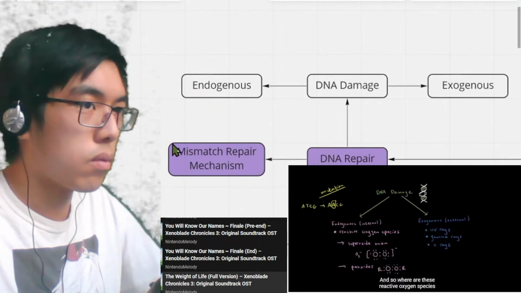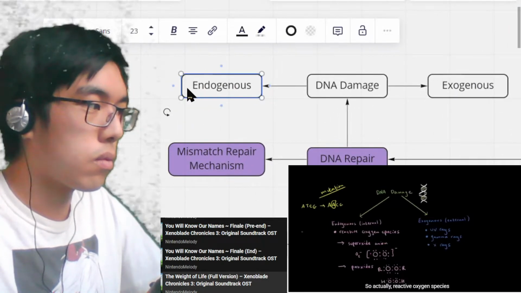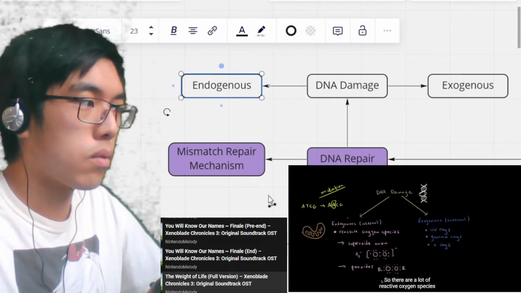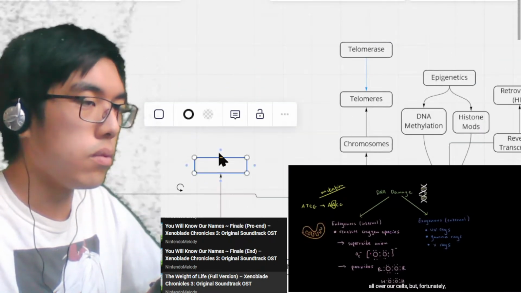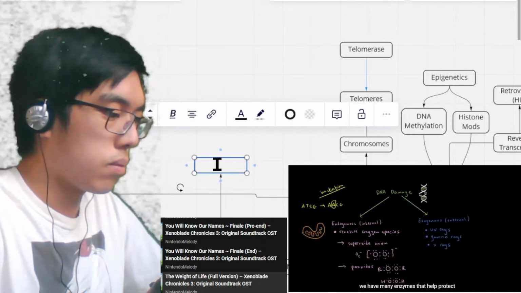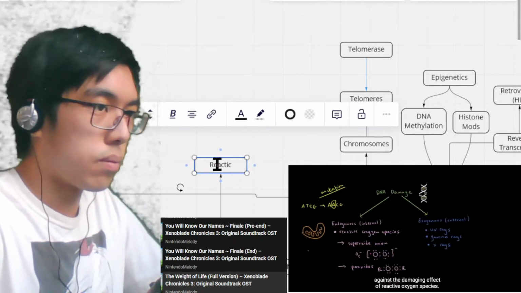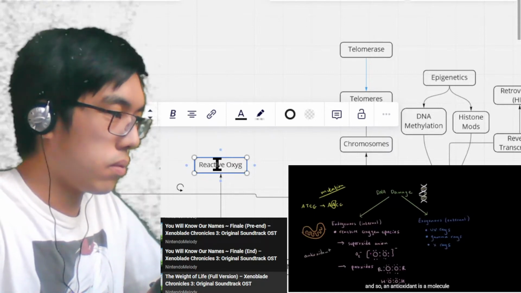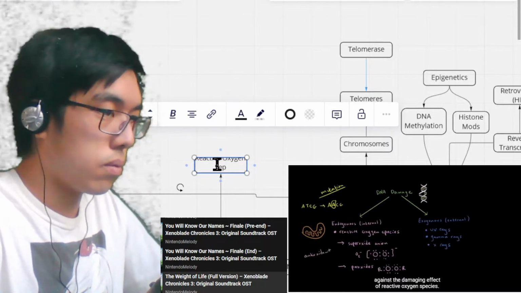And so where are these reactive oxygen species in our cells coming from? So actually, reactive oxygen species are a normal byproduct of the electron transport chain in the mitochondria. So there are a lot of reactive oxygen species all over our cells. But fortunately, we have many enzymes that help protect against the damaging effects of reactive oxygen species. And you may have heard of the term antioxidant. And so an antioxidant is a molecule that also helps protect us against the damaging effect of reactive oxygen species.